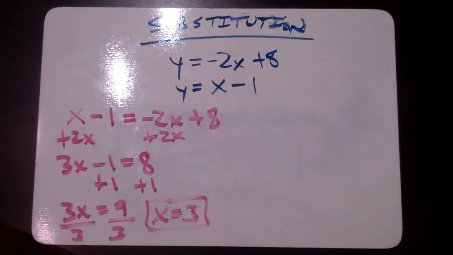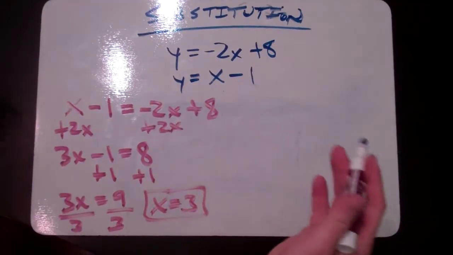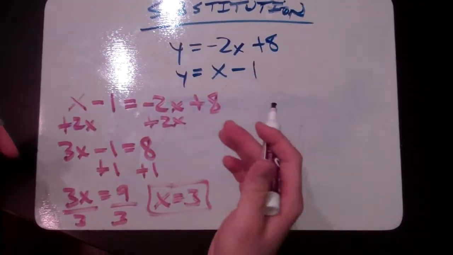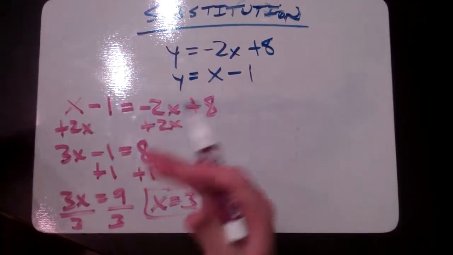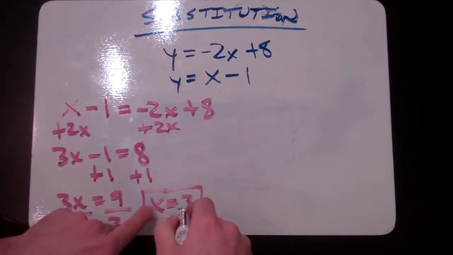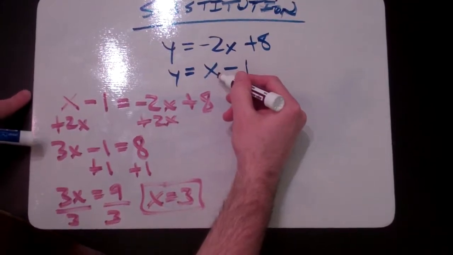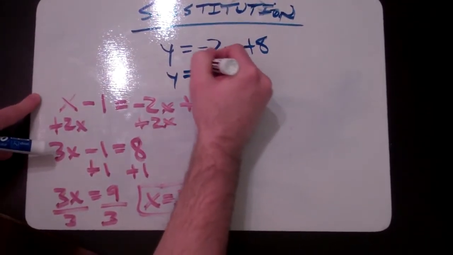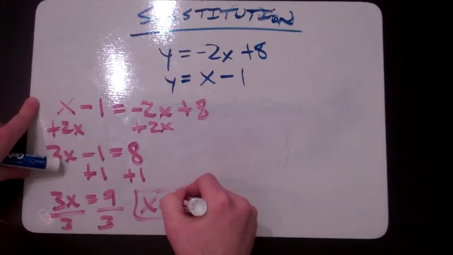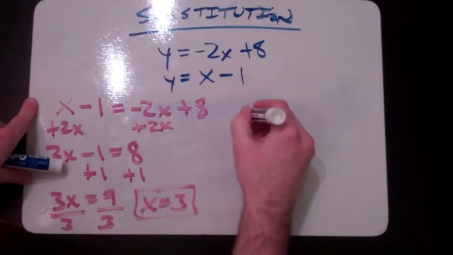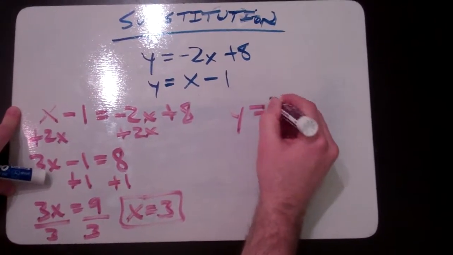Alright, that's a good start, but we're not done yet. We need to get the y value, because the solution to a system of equations involves an x and a y. So let's take this x equals 3 and substitute it into, let's say, this x. We can substitute it in either x we want, but I think this one looks easier. So substitute this 3 in for that x. So let's rewrite that equation.